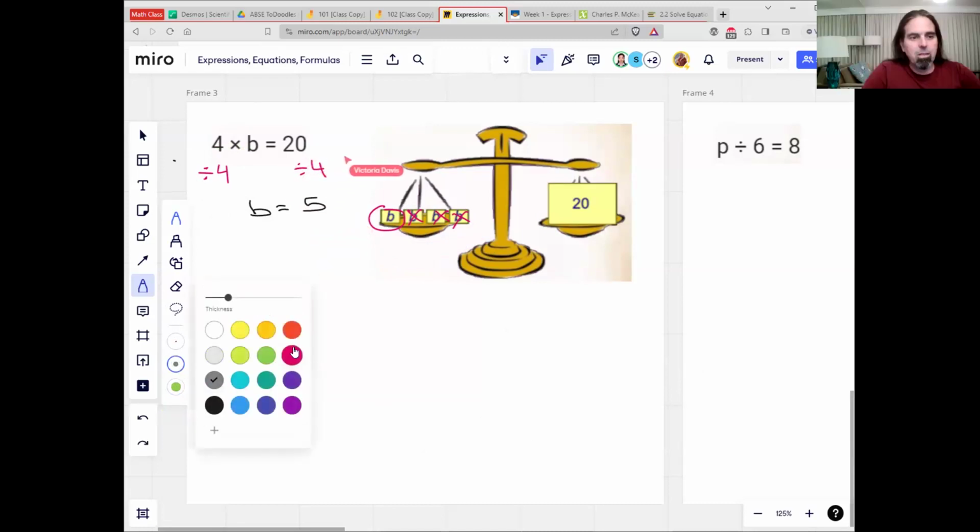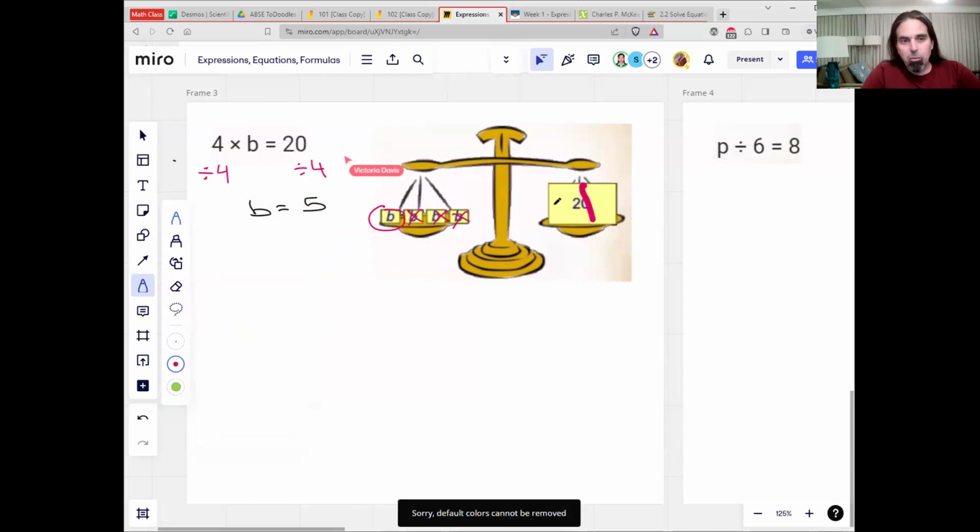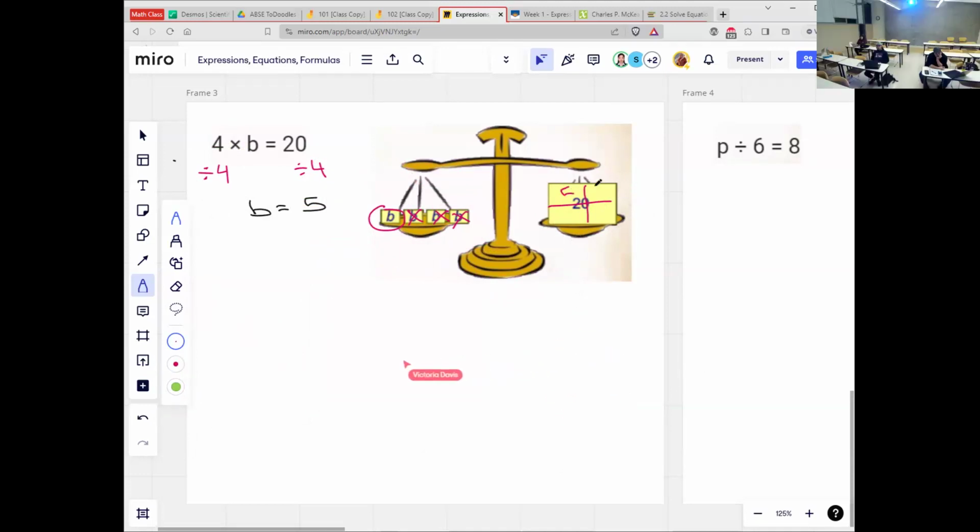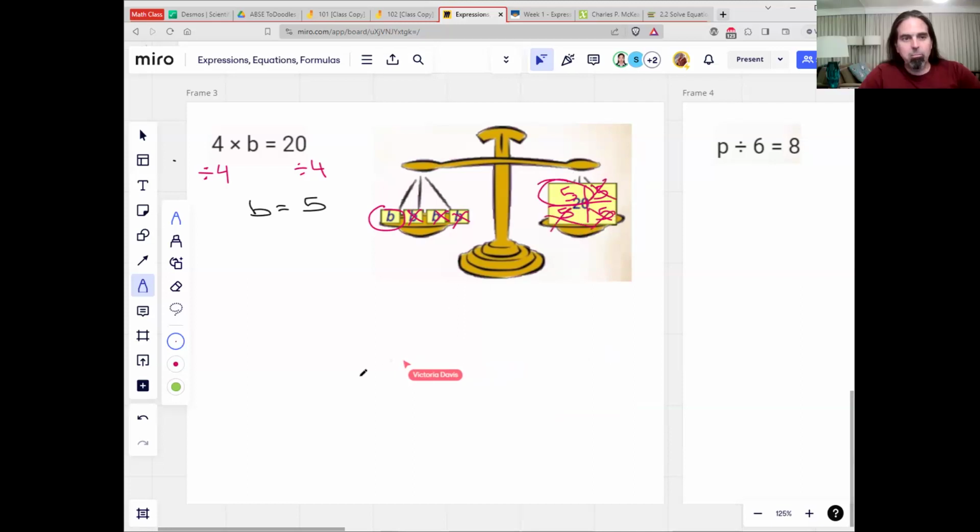So I can take my 20 and chop it into 4 things. If I did that, how big would each piece be? 5. Everyone happy that the 4 different 5s make 20? And again, one of them is ours, and the rest we get rid of. And that's why b is 5. If you're not a picture person, that might have just made it worse, and that's okay, ignore the picture. But if you are a picture person, maybe now you're understanding more about where that came from.